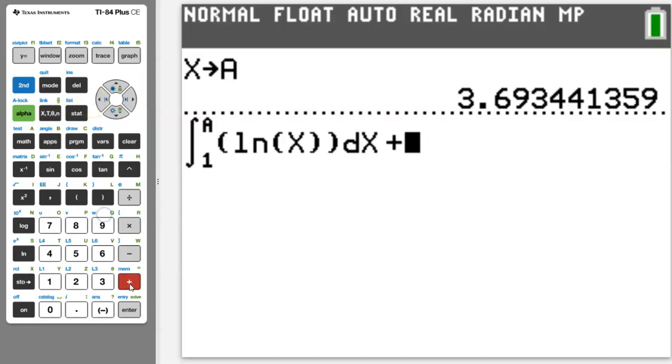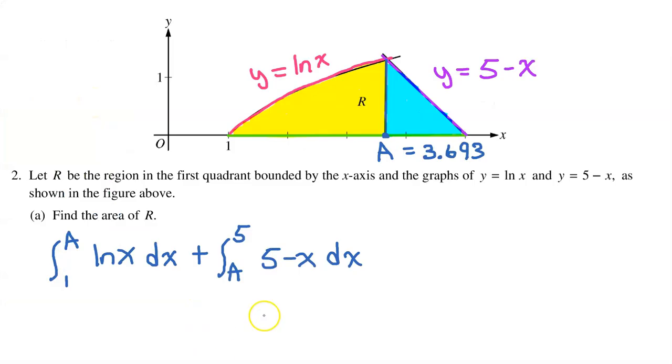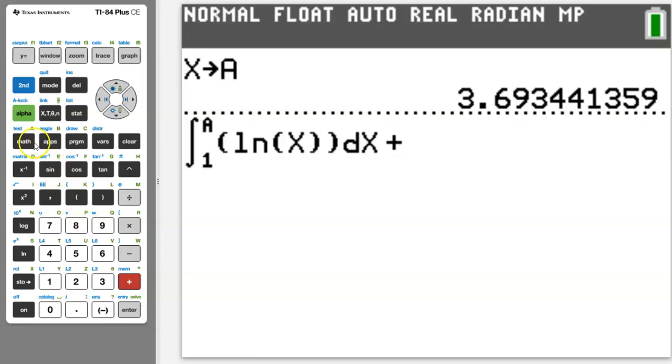Now we need to add the second integral, which is the integral from A to 5 of 5 minus x. So math 9, A to 5, 5 minus x.